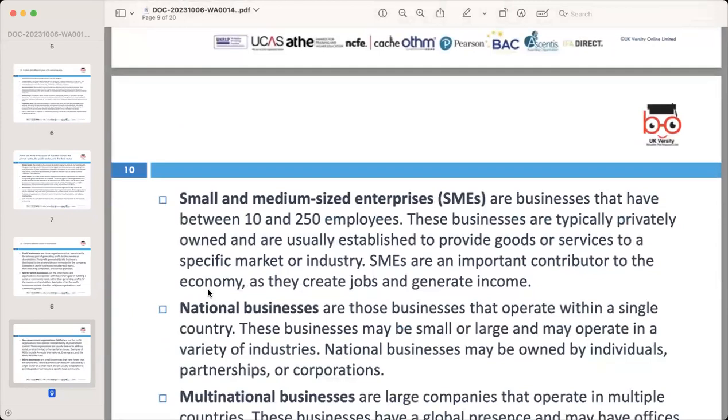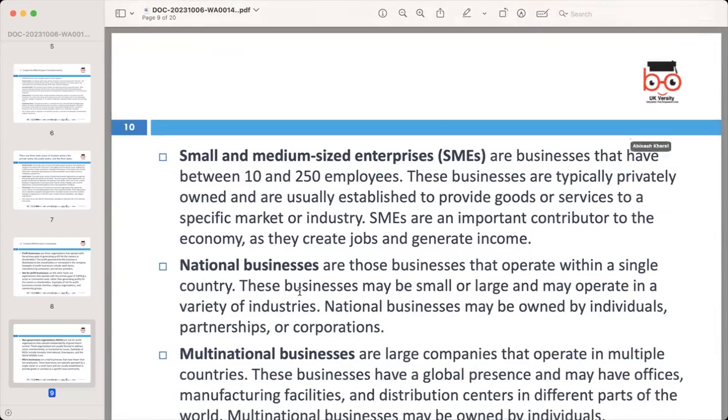Small and medium enterprises, or SMEs, are businesses. SMEs are privately owned businesses with between 10 and 250 employees. They play a vital role in the economy by providing goods or services to specific markets or industries.